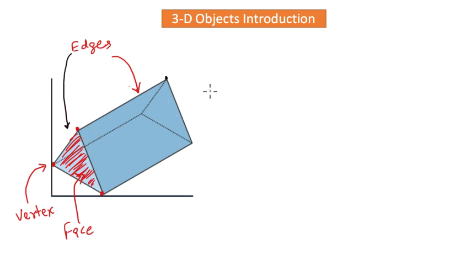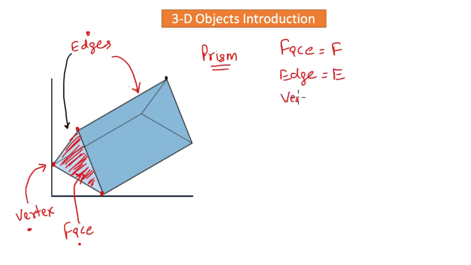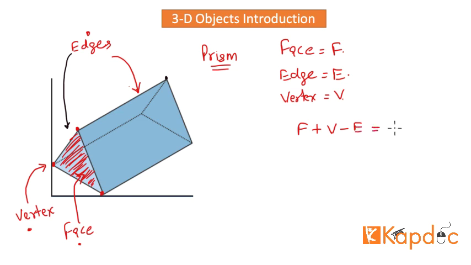In this case, what you're looking at is a prism, or more specifically a triangular prism, that contains many edges, vertices, and faces. So in short, a face is represented by a single letter F, an edge is represented by a single letter E, and a vertex is represented by the letter V. The relation between faces, edges, and vertices is such that the number of faces plus the number of vertices minus the number of edges is equal to 2.